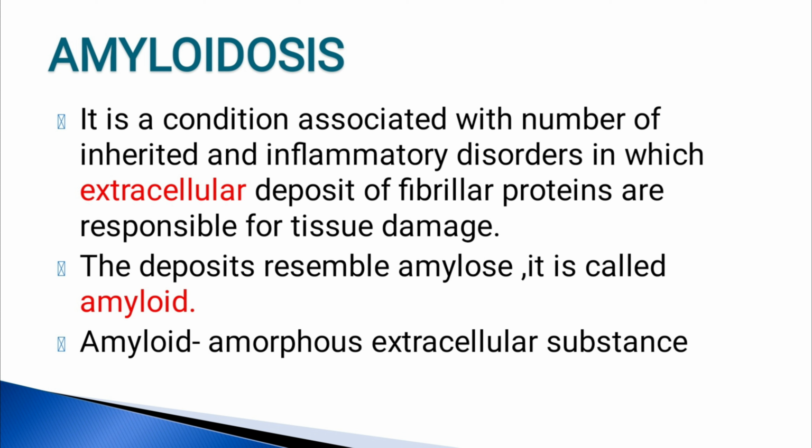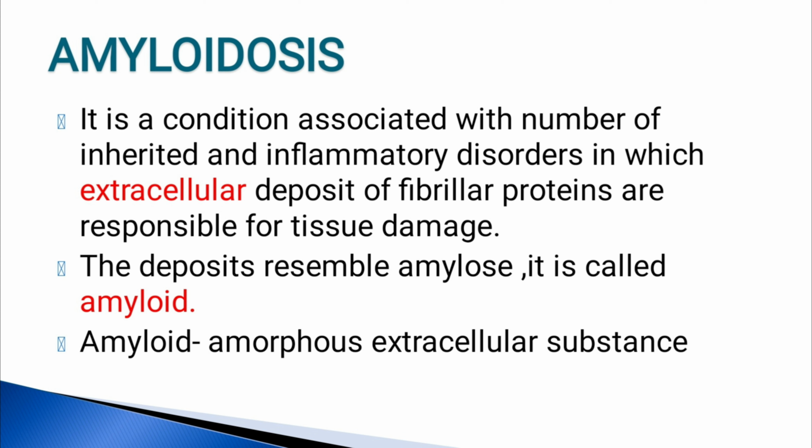The fibrillar proteins are deposited in extracellular space. These fibrils, that is the abnormal fibrils, are the aggregation of misfolded proteins. Along with the fibrillar protein, they deposit proteoglycans, glycosaminoglycans like heparan sulfate, dermatan sulfate, and also the plasma proteins. The entire deposition resembles amylose, that is starch. Therefore, the deposition is called amyloid.